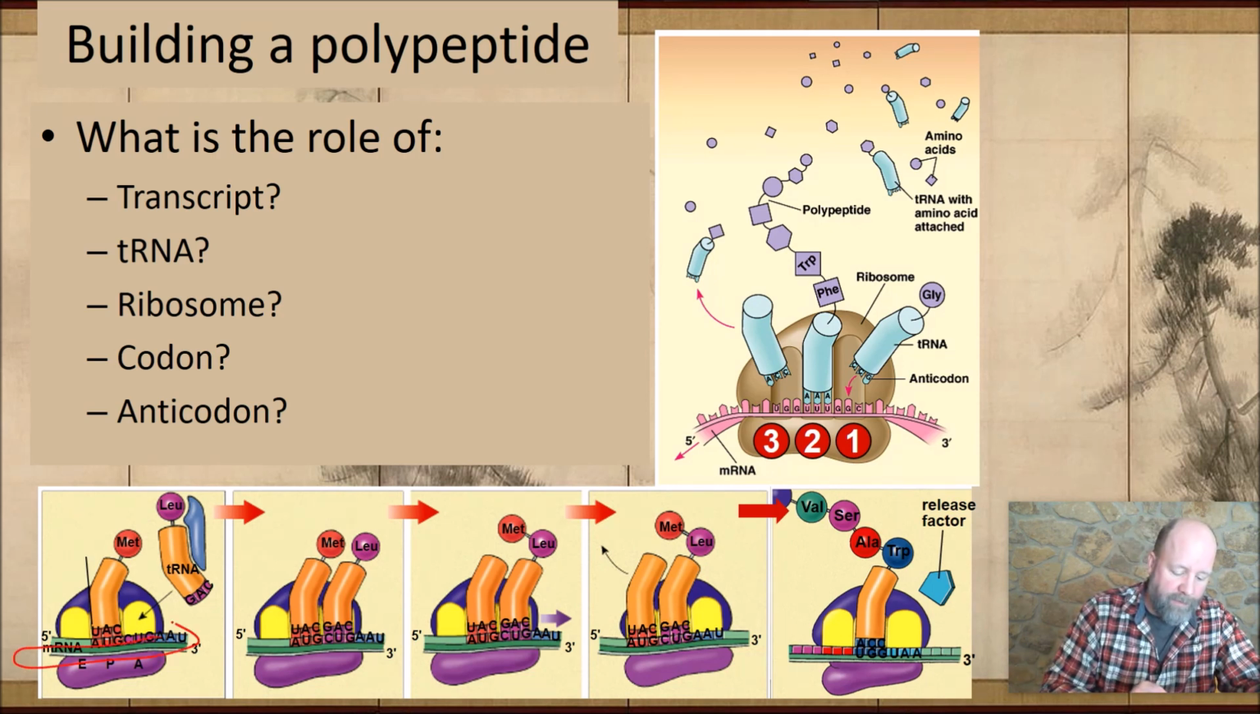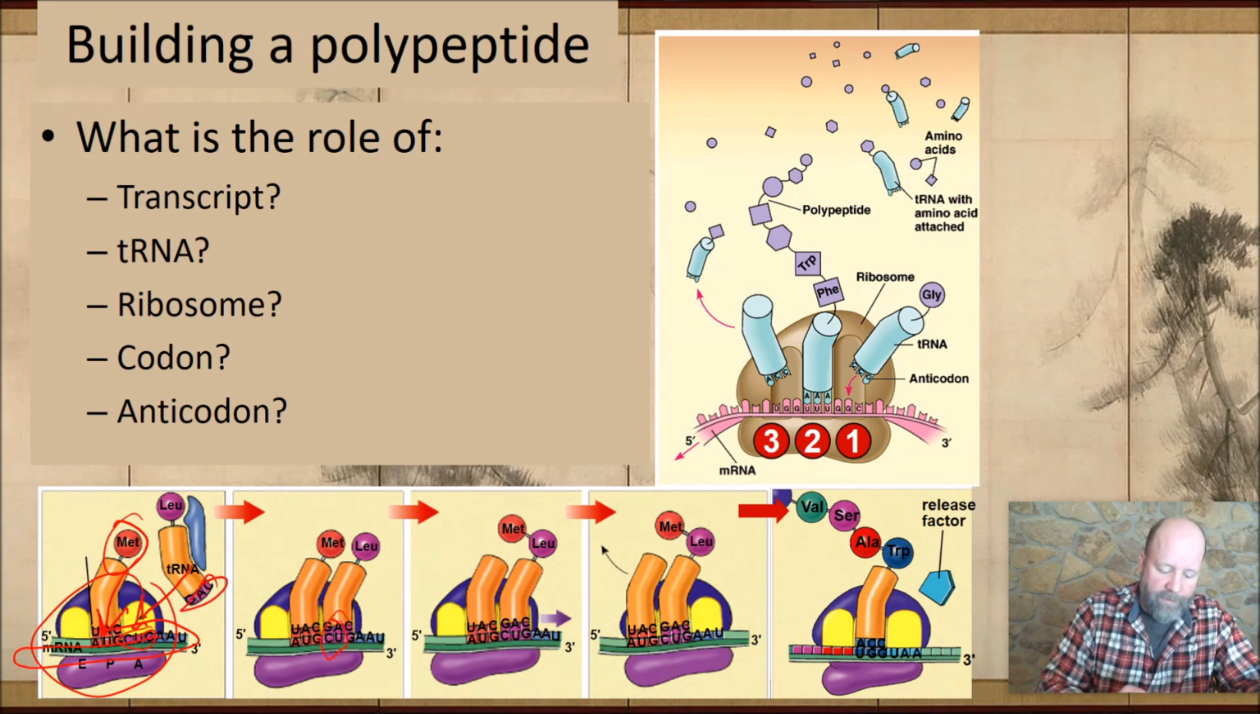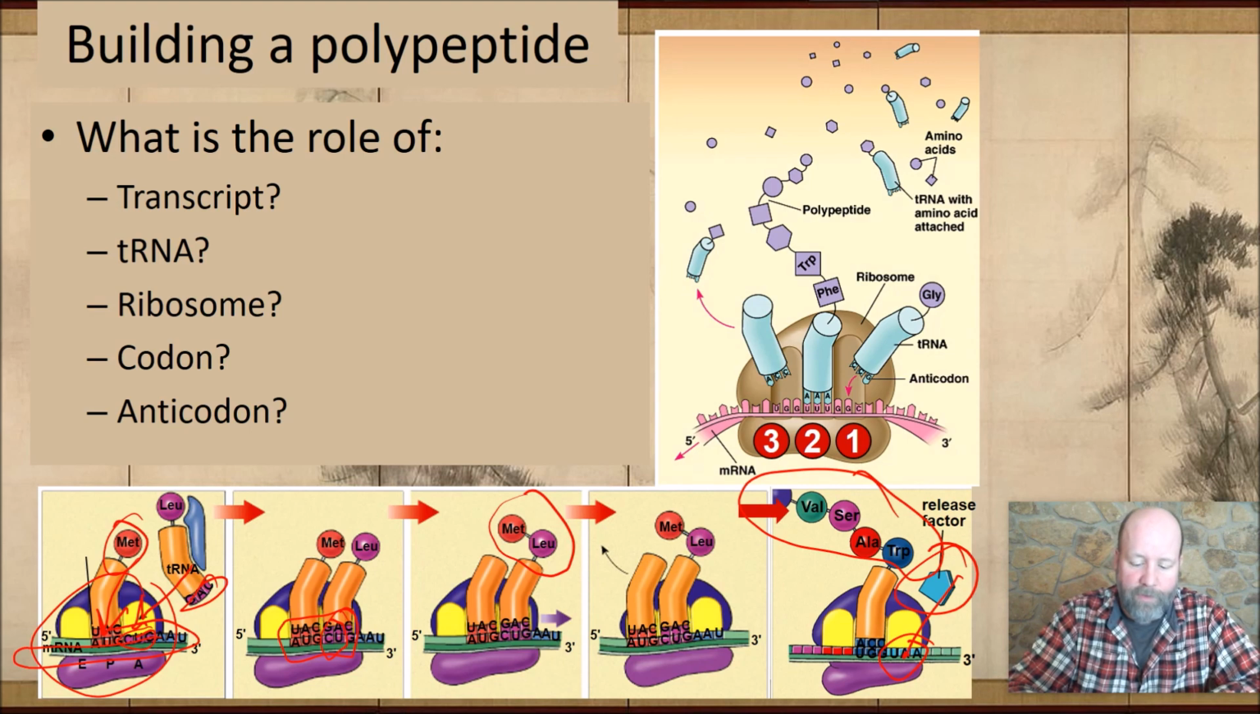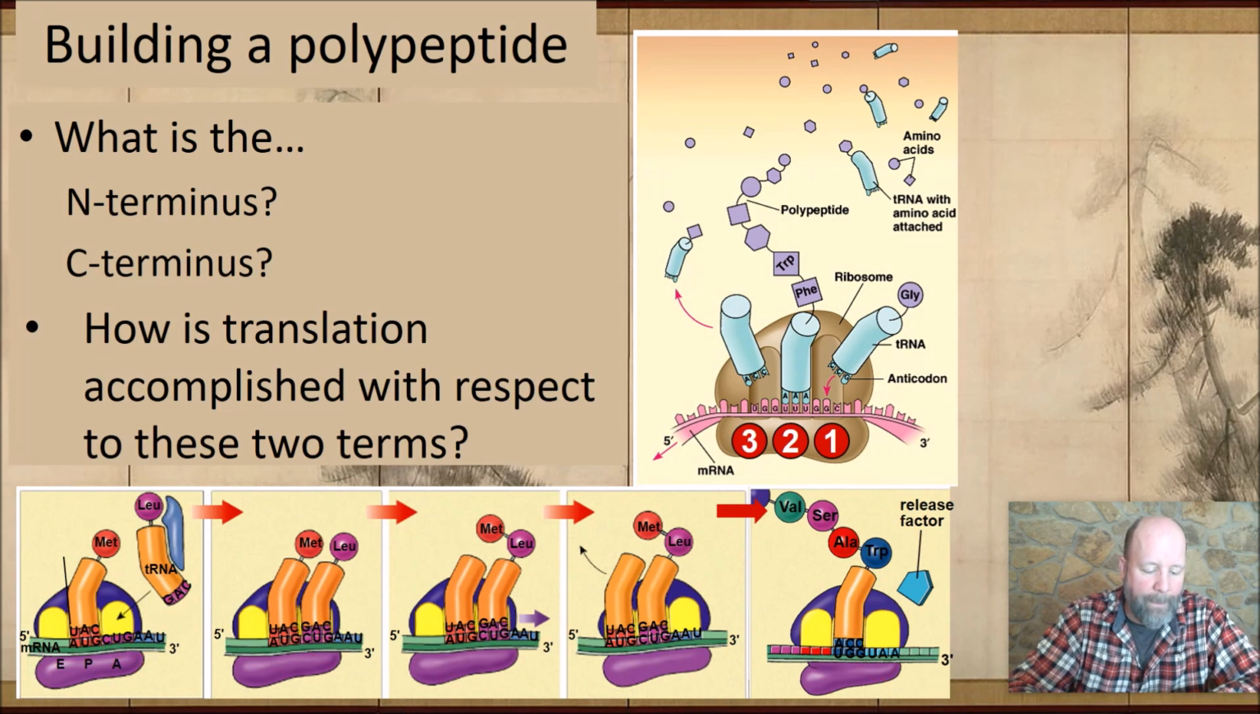So here's my transcript. The tRNA brings an amino acid. This is the ribosome in the background here. The next tRNA is going to base pair. We're just following base pairing rules here. And we're going to grow this polypeptide as we go. Eventually, we've got a long chain. Eventually, we hit a stop codon. There's a protein that binds to that, causes the whole thing to fly apart, and we're all done.